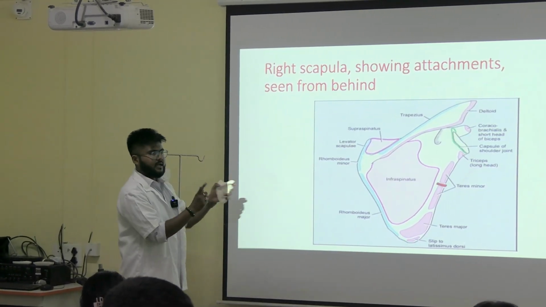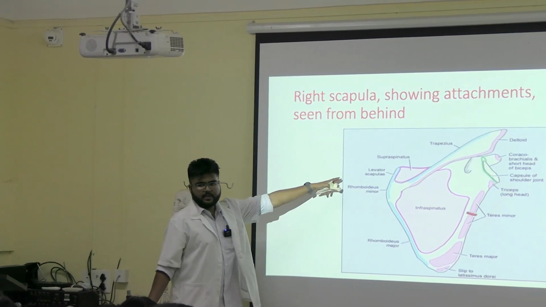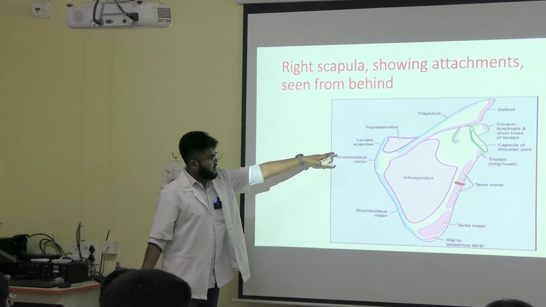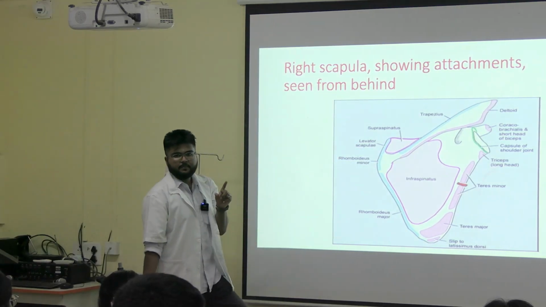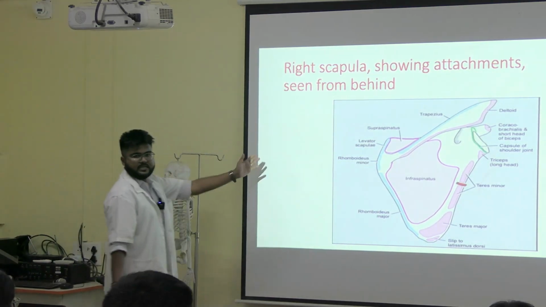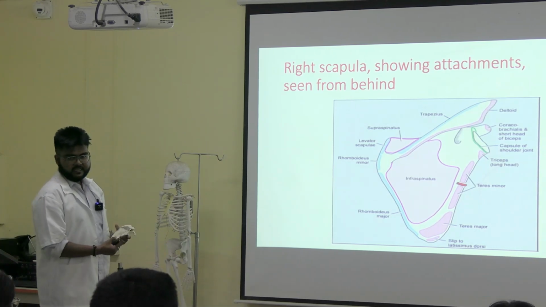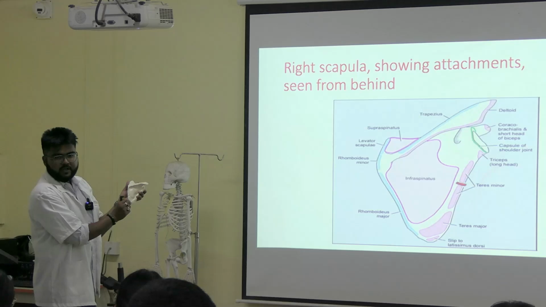Teres minor is at the top. Similarly here the rhomboideus minor is at the top. Rhomboideus minor a little bit, here little bit means upper 1/3, and lower 2/3. Rhomboideus minor and major are attached here, mainly the posterior surface, medial border.